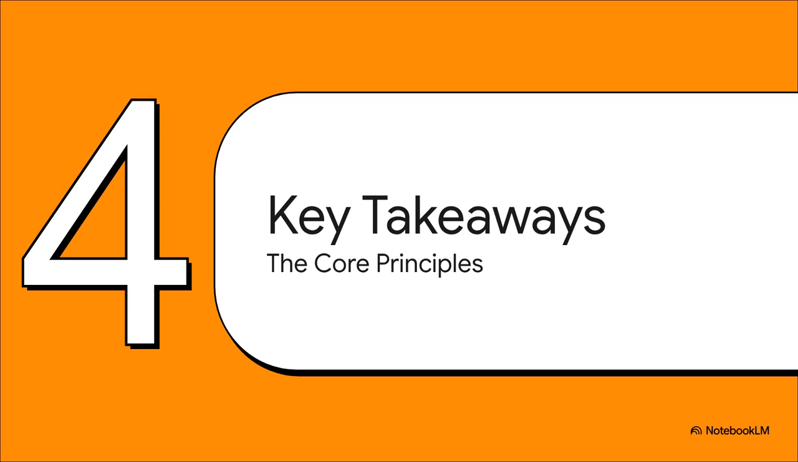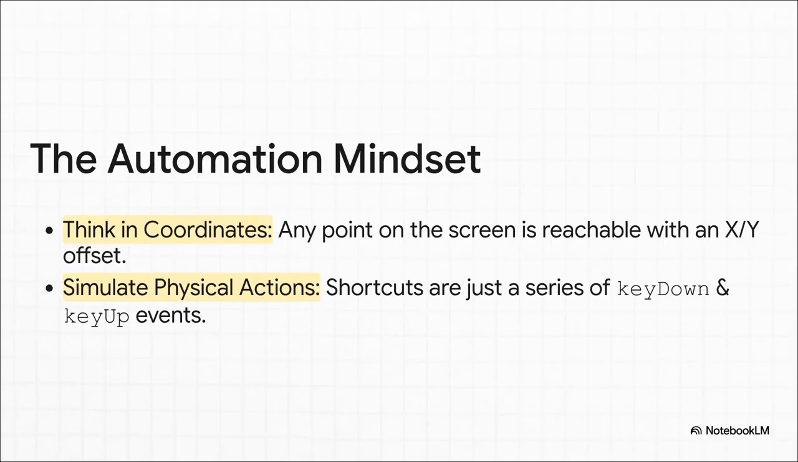It really just boils down to two core principles for thinking about this kind of advanced automation. First, you've got to think in coordinates. Whenever a direct interaction with an element isn't working, just remember that the entire screen is a grid. Any point is reachable with a simple XY offset. Second, simulate physical actions. Don't think copy. Think press Control down, press C, release Control. When you break complex actions into these tiny physical steps, pretty much anything becomes automatable.